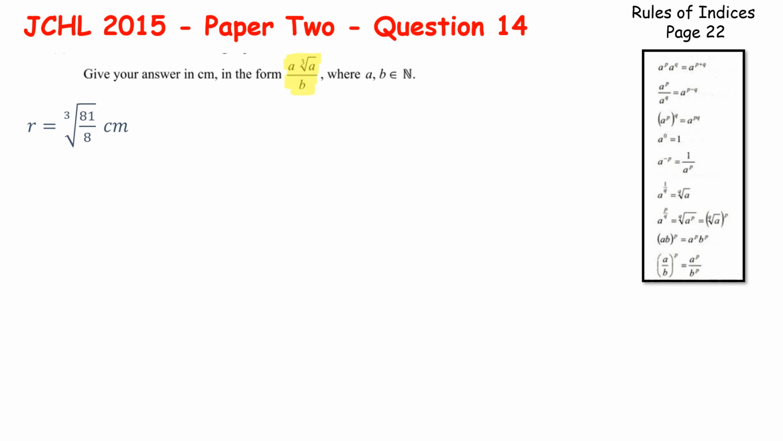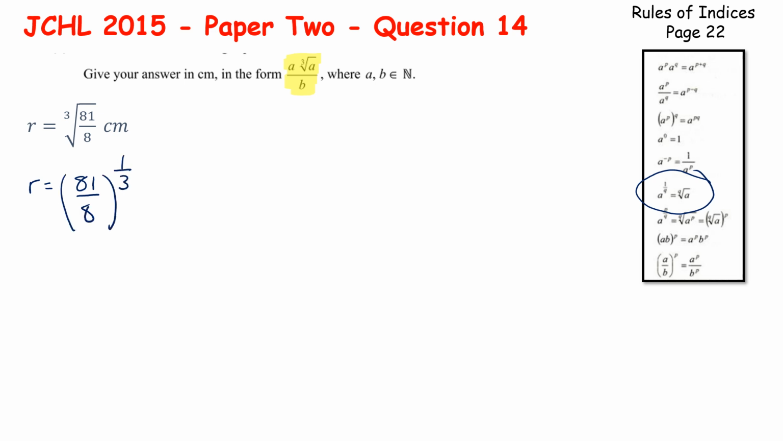So the first thing we're going to do is get rid of that cubed root. So we're going to use this law here. Let me grab my pen. This law here. So we have the cubed root. So the q is a 3. Which means that this is going to be 81 over 8 all to the power of 1/3.